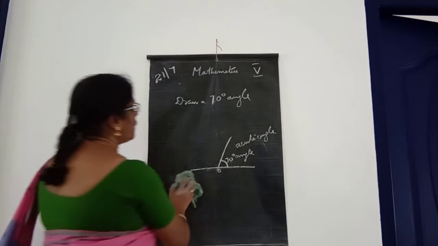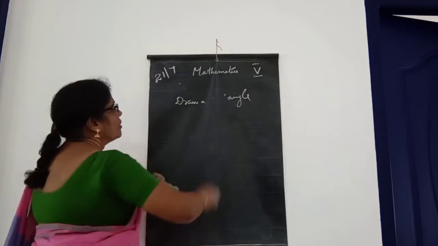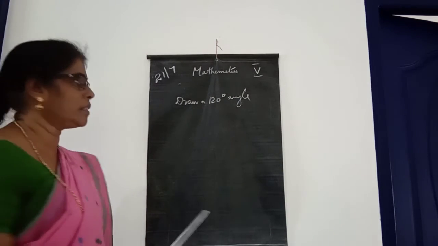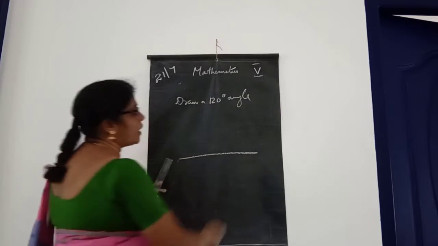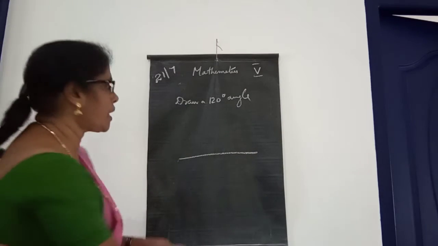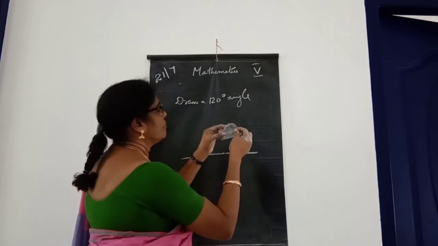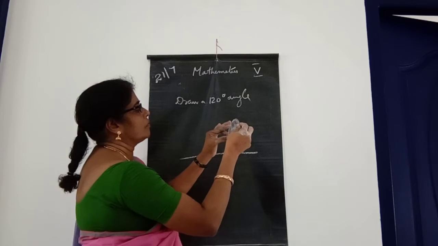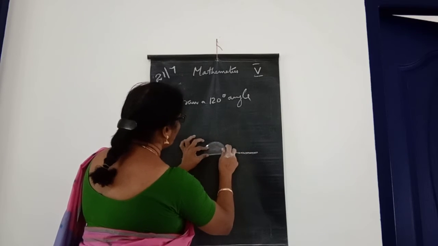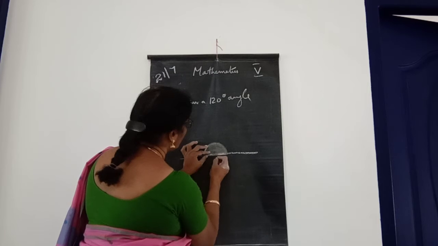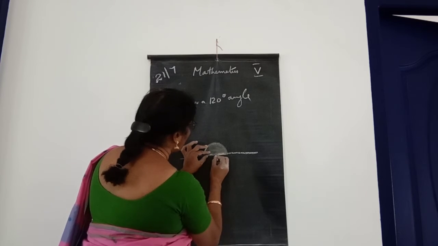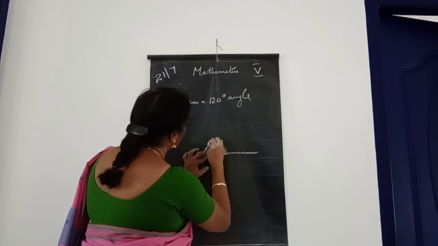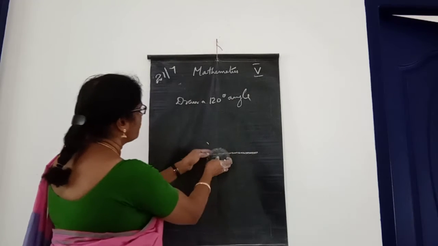And if you draw a 120-degree angle, 120-degree angle means that is an obtuse angle, isn't it? So you can draw a line and keep the protractor on that line. In the middle, you can draw 0-degree, 100, 110, 120.